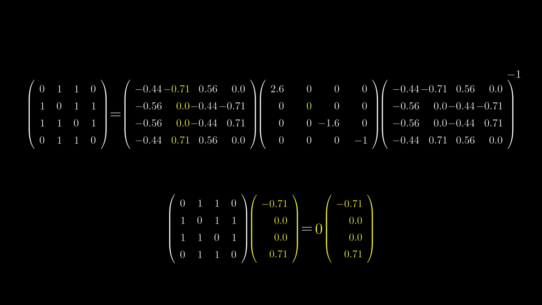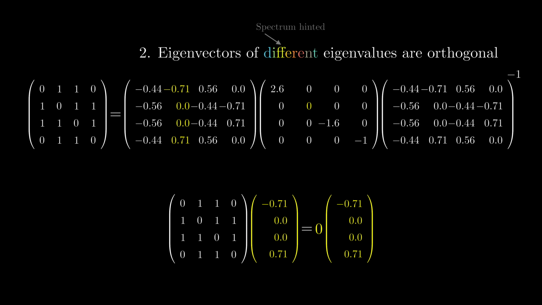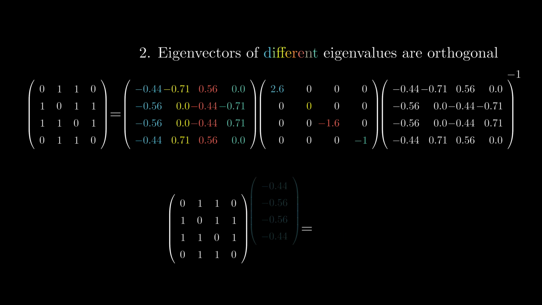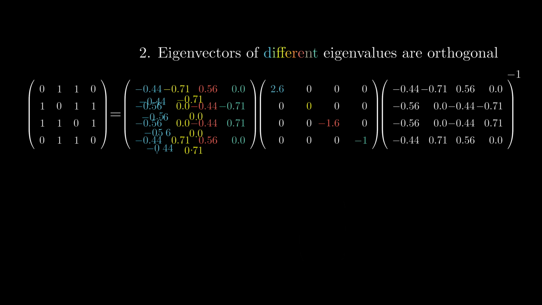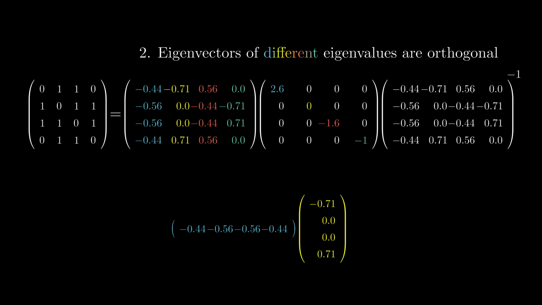The second important property is about orthogonality. Eigenvectors of different eigenvalues are orthogonal to each other. Here, I'm using different colors to represent different pairs of eigenvalues and eigenvectors. Two vectors being orthogonal means that their dot product is 0. If you take any two eigenvectors and find their dot product, it is indeed 0.